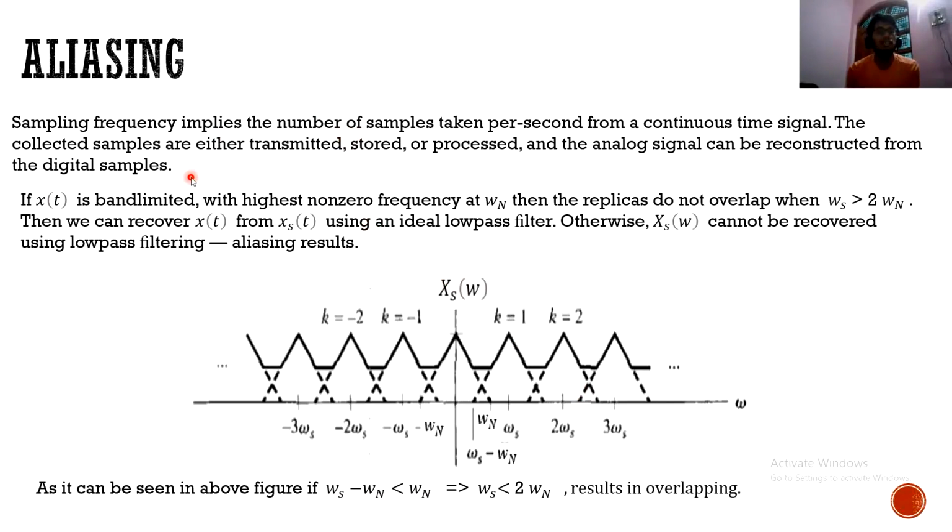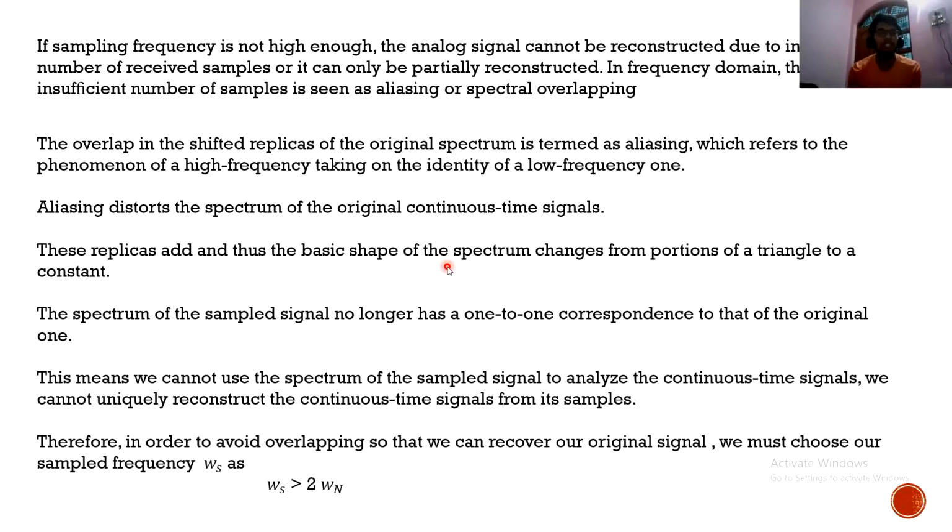Aliasing arises mainly when omega s minus omega n is greater than omega n. Okay, it leads to overlapping, and after overlapping we can't reconstruct our sampled signals in terms of the original signals. So the definition goes as follows: the unknown signal cannot be reconstructed, or is only partially reconstructed, due to an insufficient number of received samples. Also, aliasing leads to the phenomenon of high frequency taking over the identity of a low frequency one. Okay, it distorts the original continuous time signals.